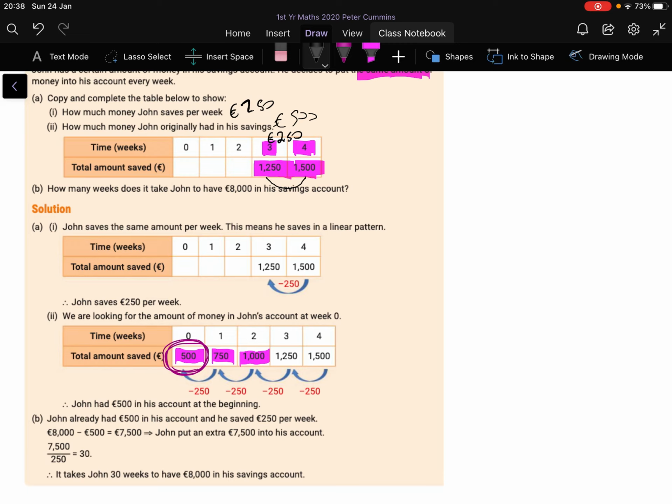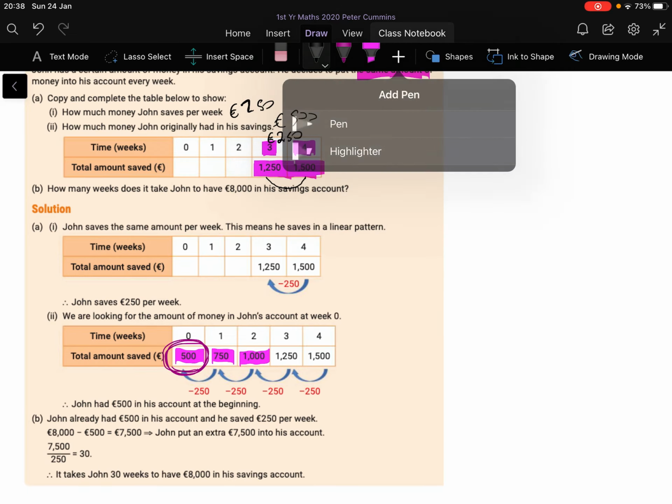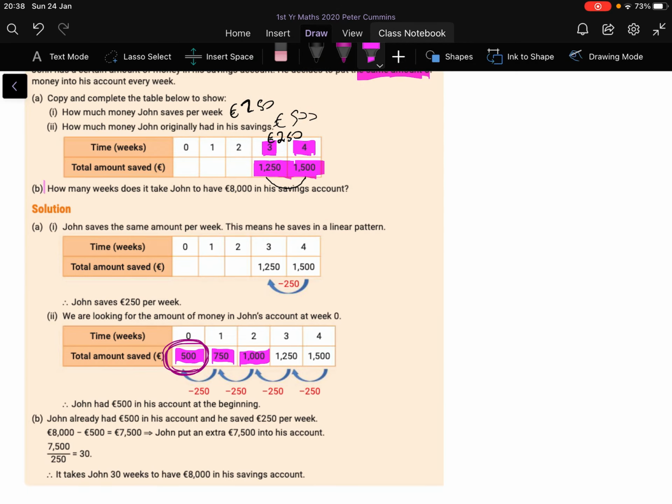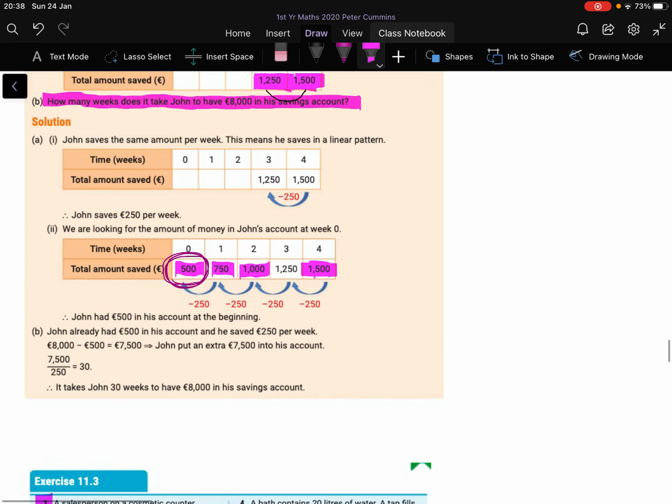The second part of that question is just here. How many weeks does it take John to have 8,000 in his account? So we know that after 4 weeks, he has 1,500 euros. But how long would it take him to get to 8,000? Right, so if he already had 500 euros at the beginning, and every week he added 250 euros.